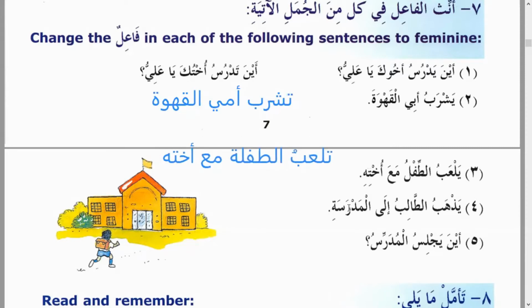يذهب الطالب إلى المدرسة. The student goes to the school. تذهب الطالبة إلى المدرسة, right? تذهب الطالبة إلى المدرسة.